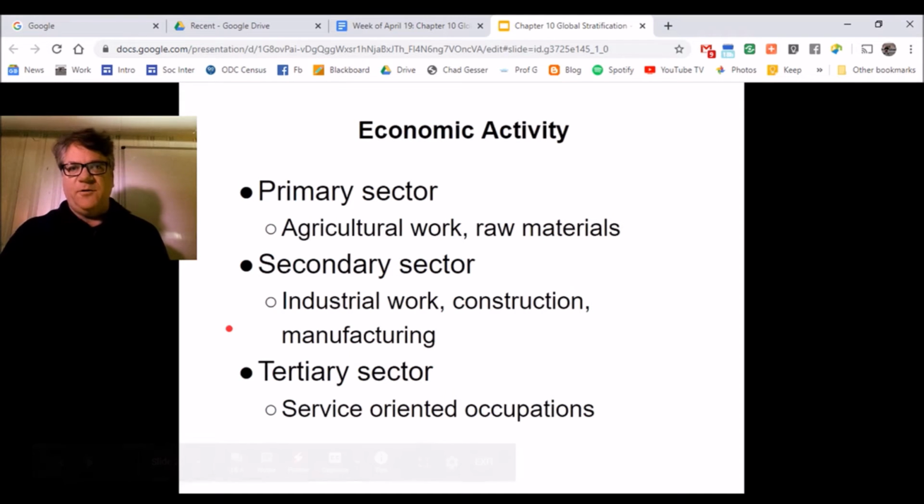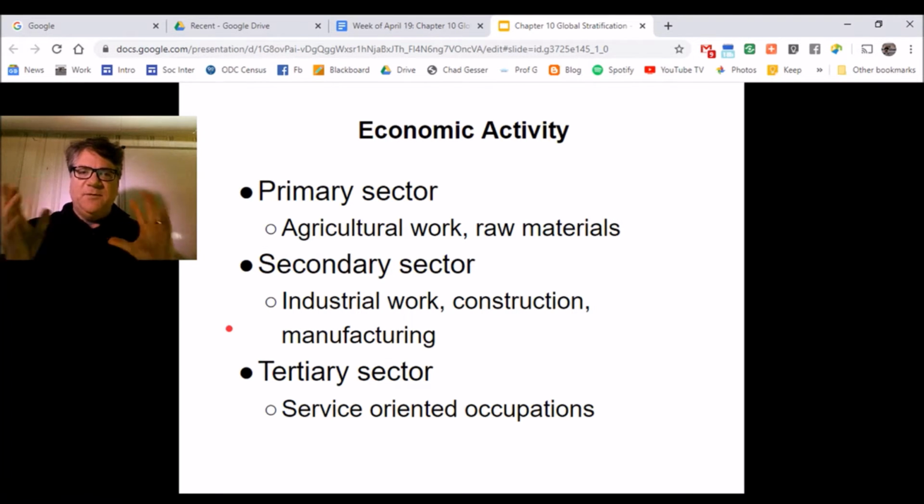This should look familiar to you. We just finished covering this in the previous chapter, where we talked about different types of economic activity, again, the primary sector, secondary, and tertiary sector. So I just wanted to bridge the last chapter that you covered to this chapter.